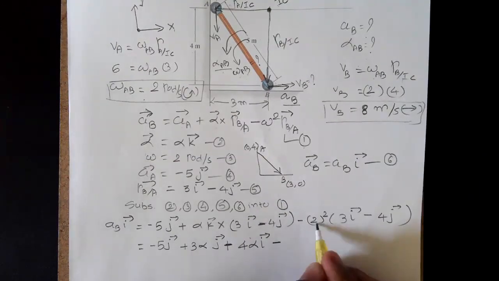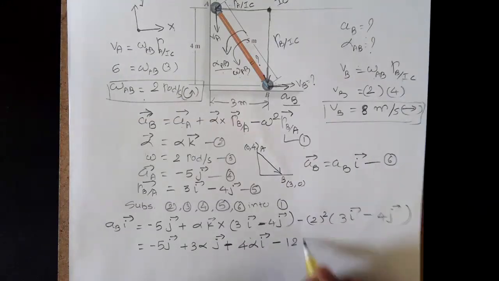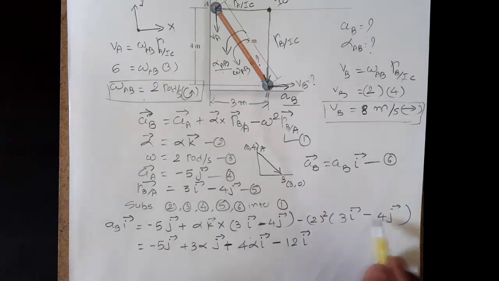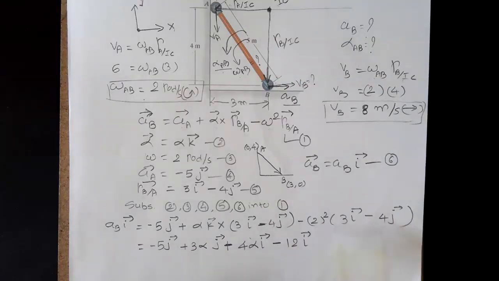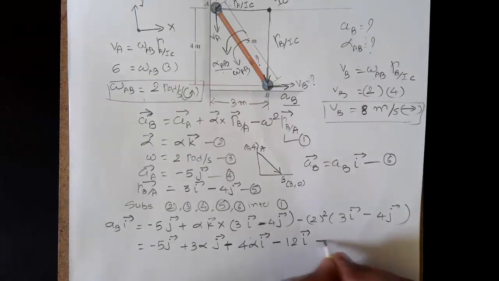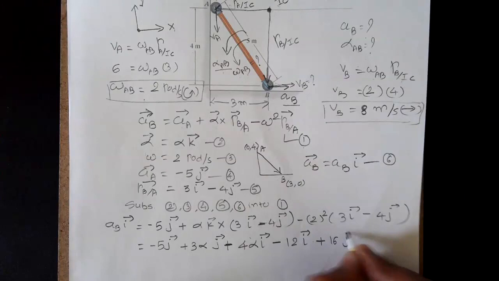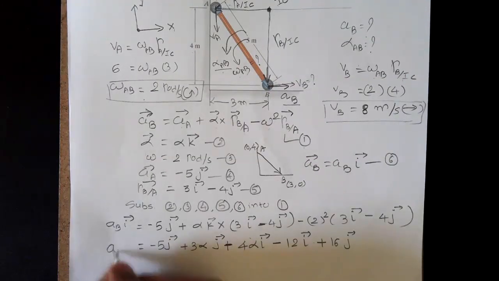Minus, this is 4, 2 square is 4, multiplied by 3 is 12 i, and this is 4 multiplied by minus 4, but there is a negative sign here. So when we expand this bracket, this negative multiplied with this negative will become positive. So this will be 4 into 4, which is 16 j. And that's this equation. Then this is AB i.